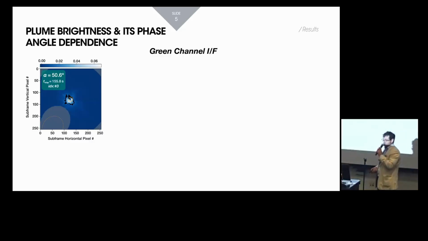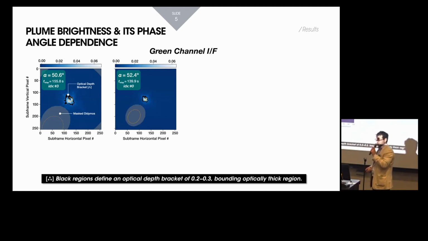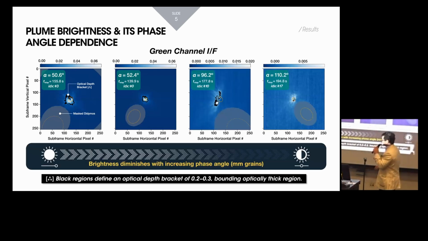Here we have an image in the green channel from LICIACUBE at a phase angle of about 51 degrees, with Didymos and Dimorphos outlined in orange. You can see the black region which brackets the region where the plume becomes optically thick. As we increase the phase angle, if you look at the images and the scale bars, you can see that the plume brightness starts to get dimmer, and as we keep going, it continues to get dimmer. Bearing in mind what I just said on the last slide, the way that brightness diminishes is consistent with millimeter grain size particles.